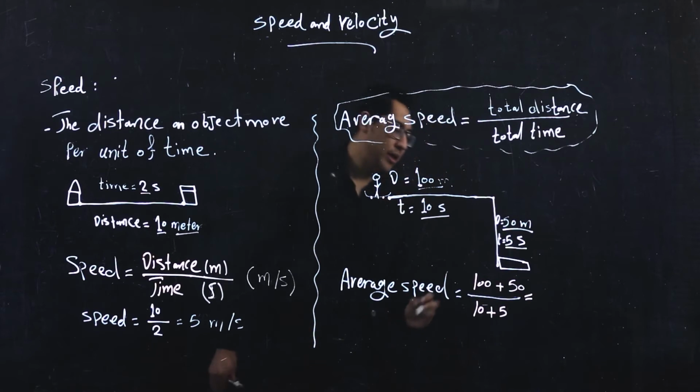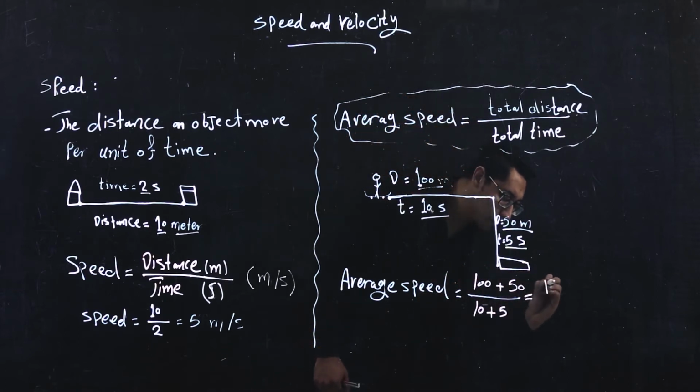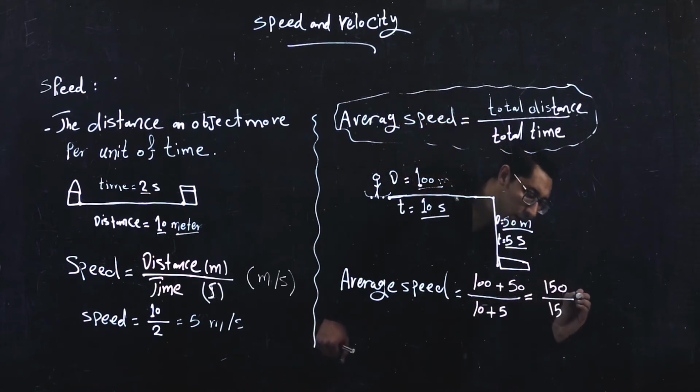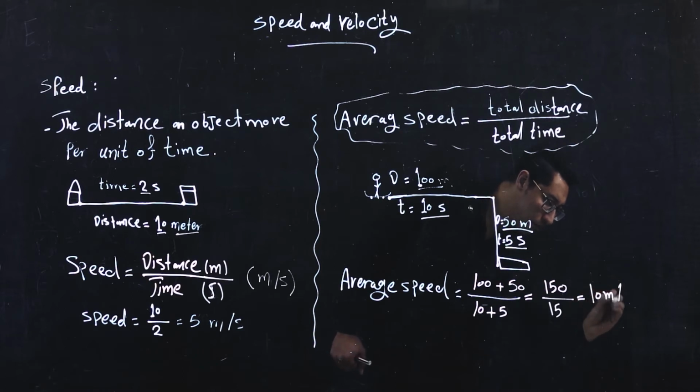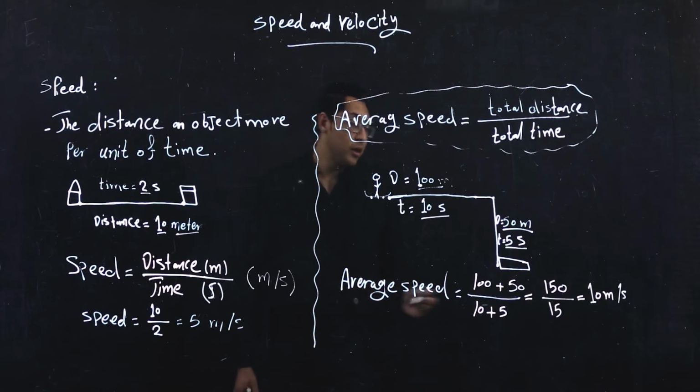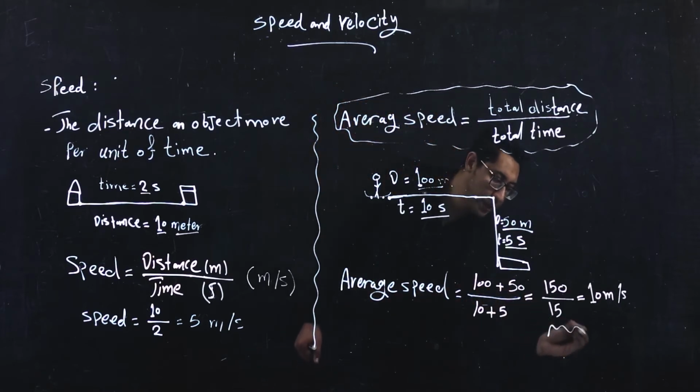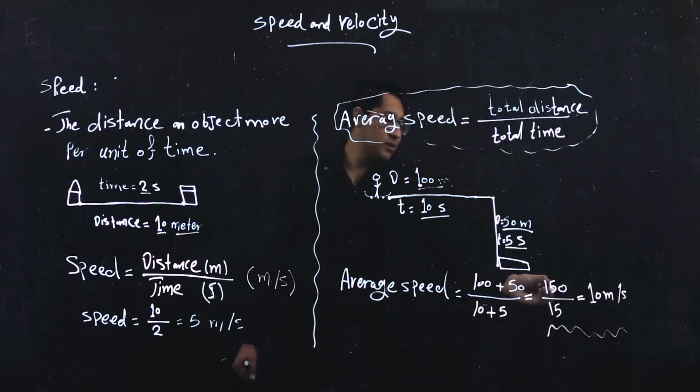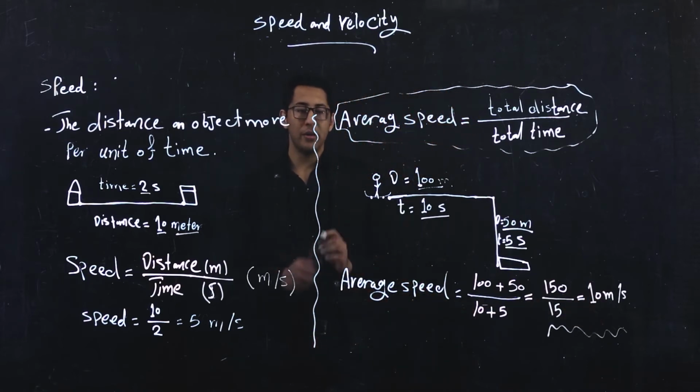So the average speed equals 150 divided by 15, it equals 10 meters per second. So now you figure out that the average speed that you moved with equals 10 meters per second. 10 meters per second.